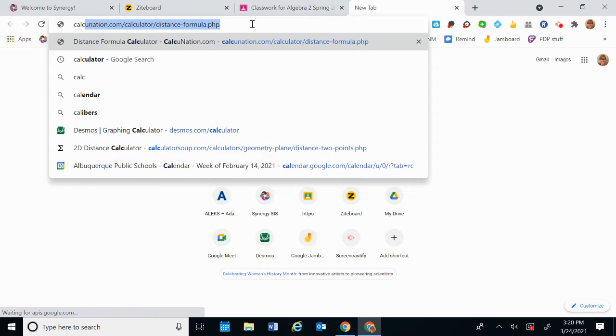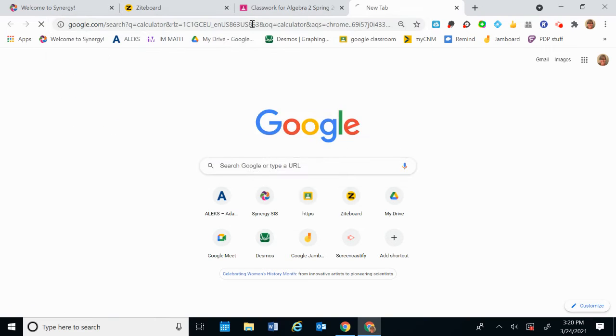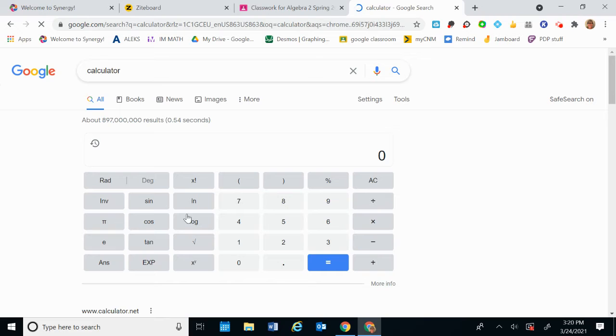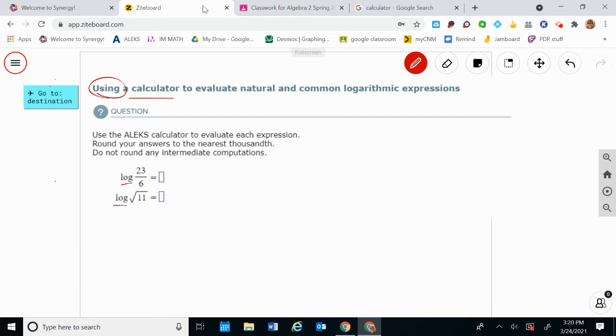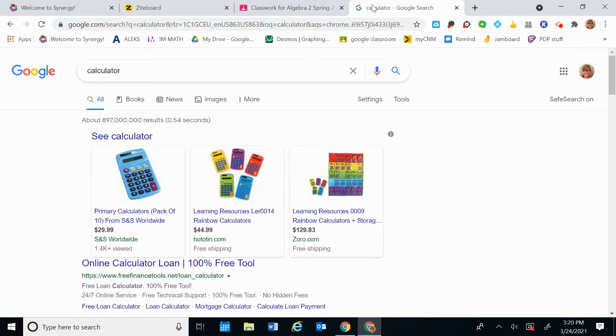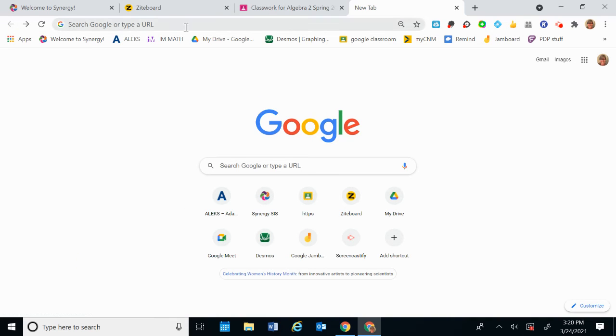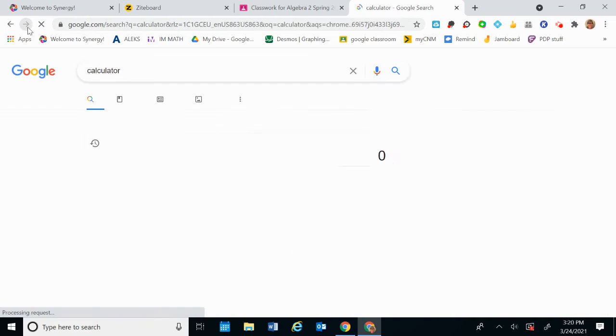So here we go, calculator. On your calculator, you'll see this word log. And if you're evaluating log 23 over 6, by the way, we say log of 23 over 6. We use the word of in between there. So, hey, what the heck happened to my calculator? Here we go, hang on.